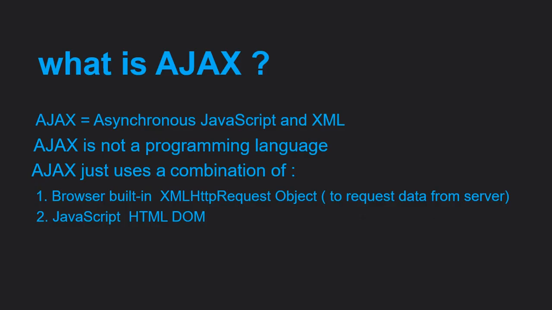This video is all about AJAX. Before starting with AJAX, we should know what exactly AJAX is. AJAX stands for Asynchronous JavaScript and XML. It is not a programming language. AJAX just uses a combination of, first, the browser's built-in XMLHttpRequest object to request data from the server, and second, JavaScript and the HTML DOM to update page contents.